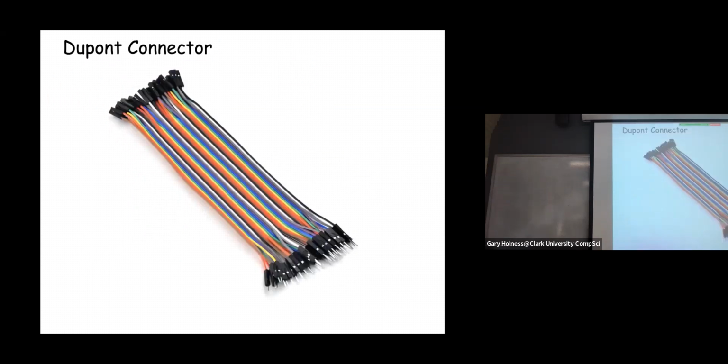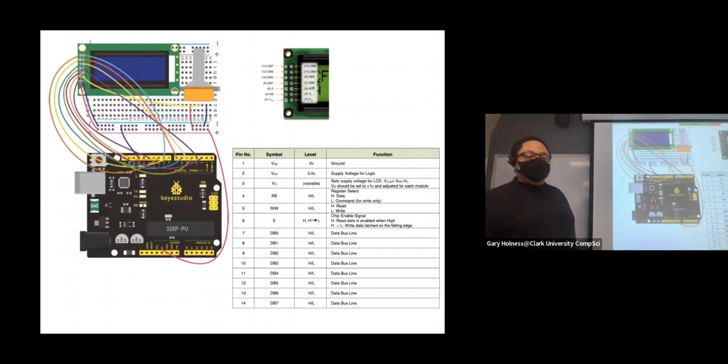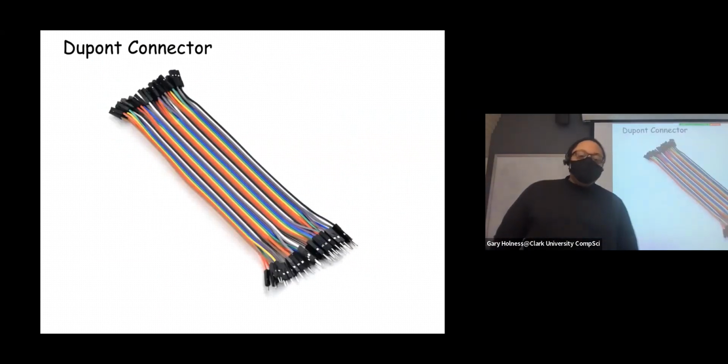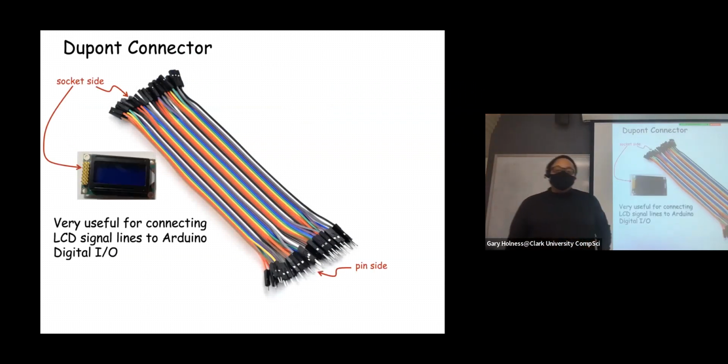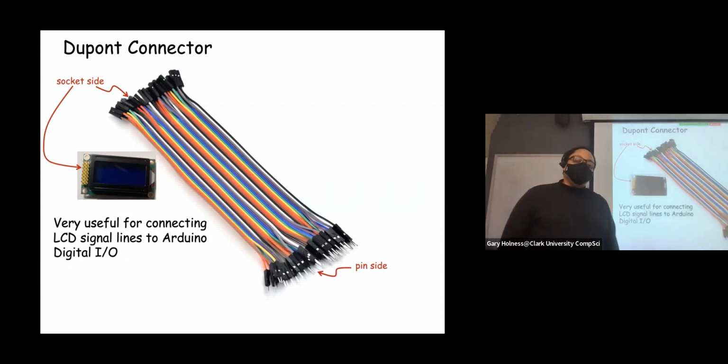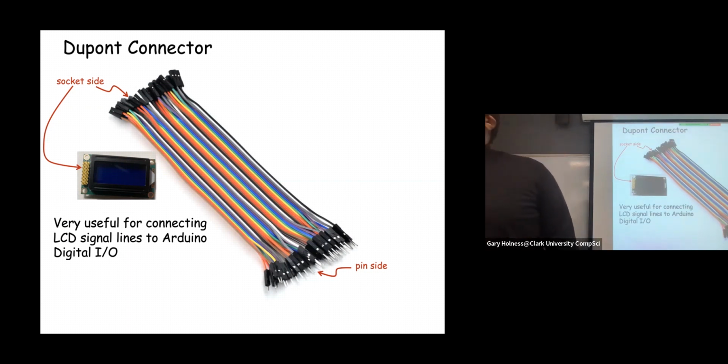So to make these connections from the header on the right-hand edge, let me see if I can bring it back up, on the device, it'll be useful to use so-called DuPont connectors. Now, a DuPont connector is not the same as a jumper, it's different. The DuPont connector has a socket side, you see over here, and it has the pin side, you see over there. Now, the socket side, on purpose, is very useful for plugging in to the header that's along the left-hand edge of the device.